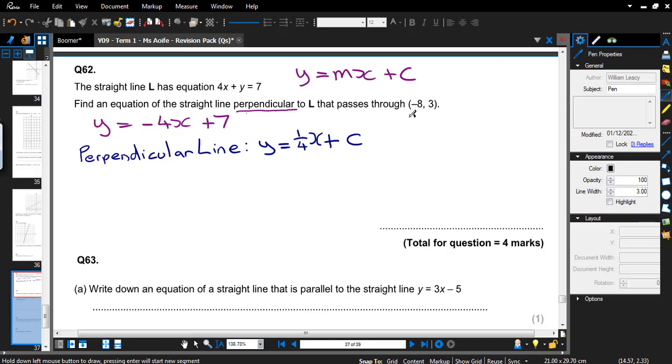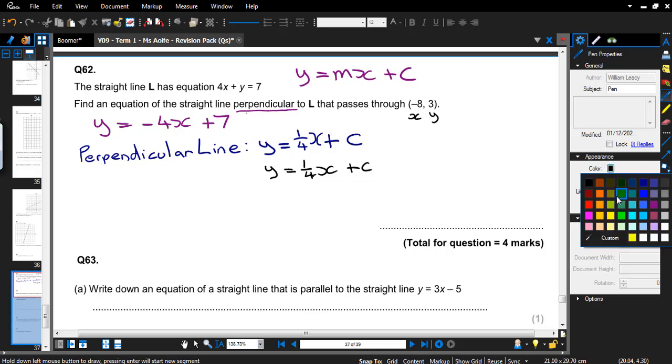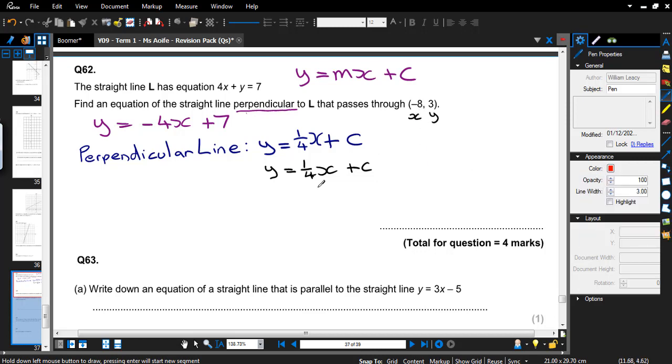So we know that this is x and this is y, and we know that line passes through these, so I'll rewrite it so it's nicer. y equals 1/4 x plus c. Then x is -8, so y equals 1/4 of -8 plus c, and y is 3. So we just replace y with 3 and replace x with -8.